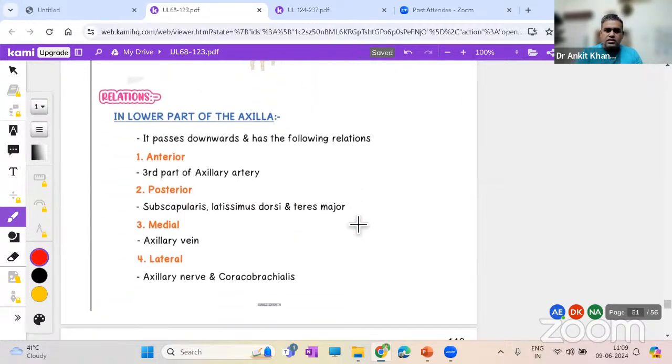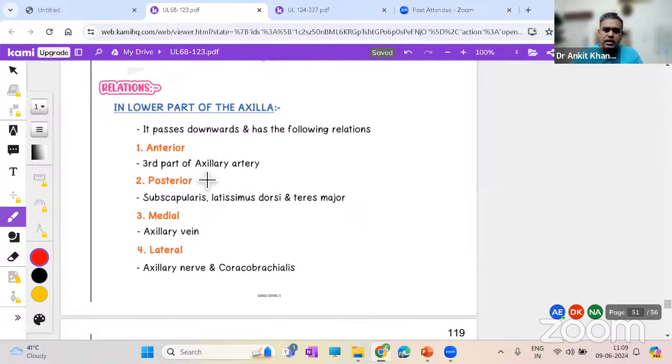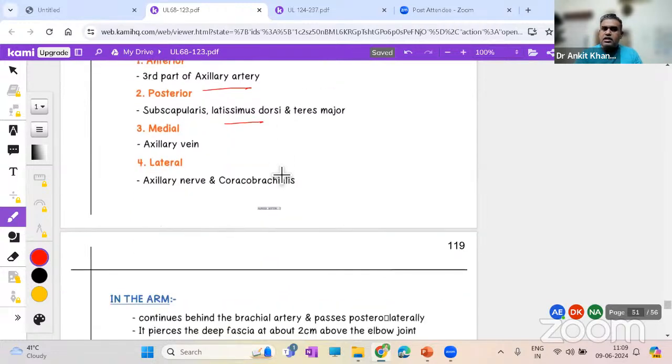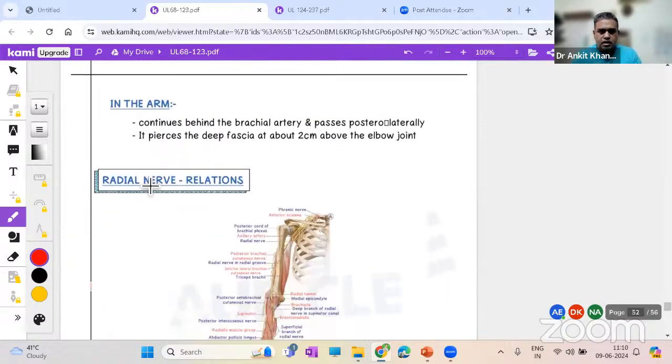Fair enough. So it has the following relations. Anteriorly, it will have the axillary artery, and posteriorly the posterior wall of the axilla, that is basically the subscapularis and so on. Medial to the axillary artery is the axillary vein, so medial to the radial nerve will also be the axillary vein, and lateral will be the axillary nerve and coracobrachialis. Why is the axillary nerve lateral? Because it will go and supply the deltoid muscle, so it has to go laterally. In the arm, it continues behind the brachial artery. We know it goes through the radial groove, and it pierces the fascia about 2 centimeters above the elbow joint. Why? So it can come to the lateral aspect of the cubital fossa.